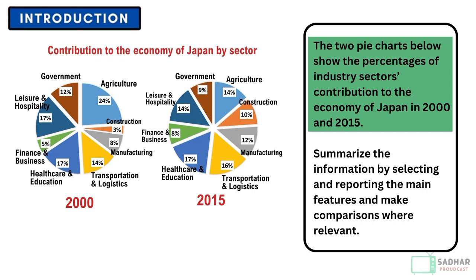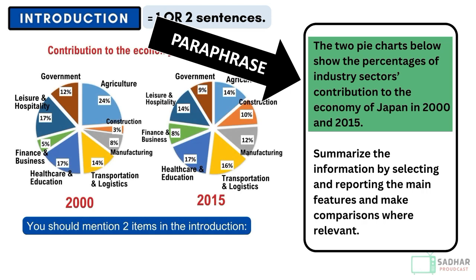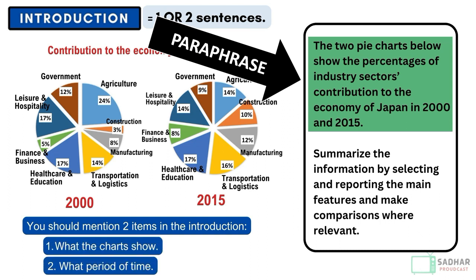Here we go with the introduction paragraph. For this paragraph, just write 1 or 2 sentences, and the easiest step is to paraphrase the question. So you should mention 2 items in the introduction. Number 1 is what the charts show. Number 2 is what period of time. That's it.